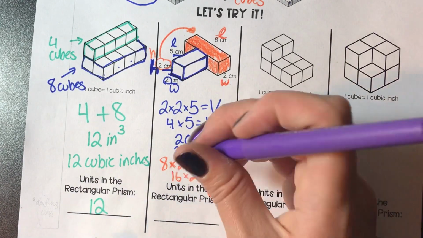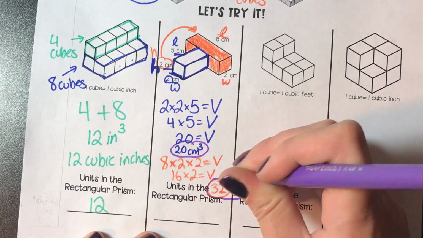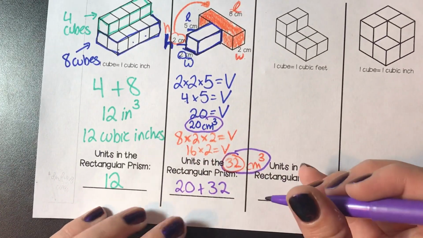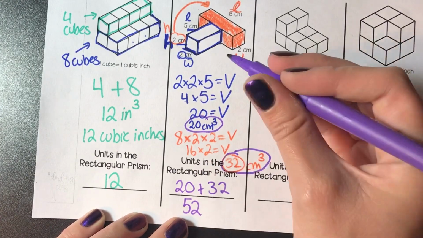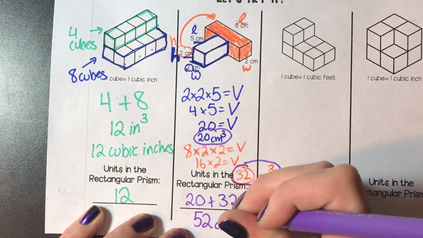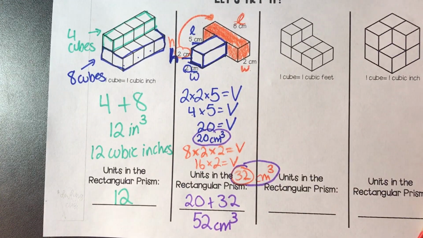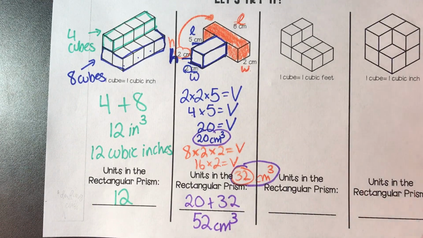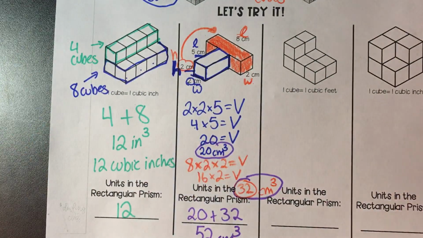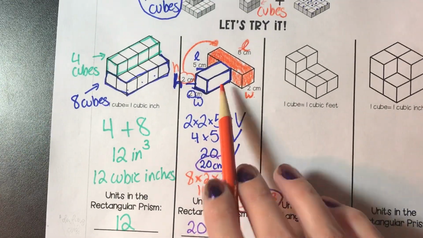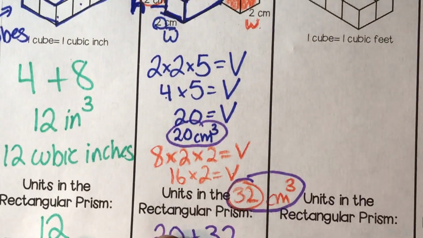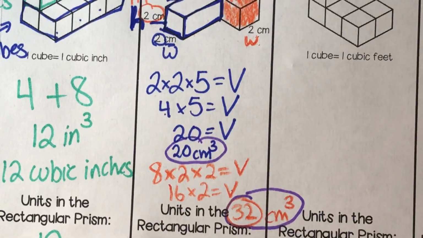But now I have to put these pieces all together. So 20 plus 32 is 52. But remember, they're all in centimeters. That is my unit. So 52 centimeters cubed. So now you've seen 2 different examples. One where you can literally separate the chunks and count the number of blocks, and another where you kind of need to do a little more abstract modeling in separating those shapes. I recommend using colors. That will help you. And solving with the formula length times width times height.